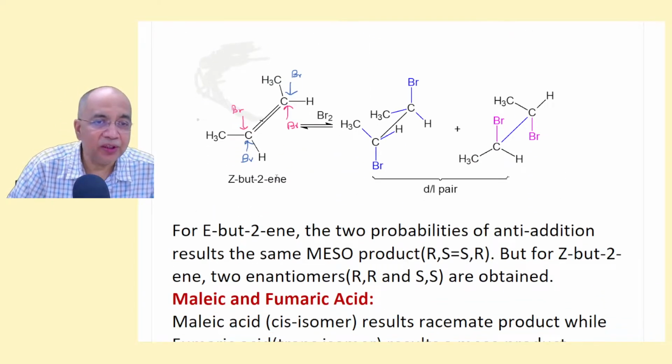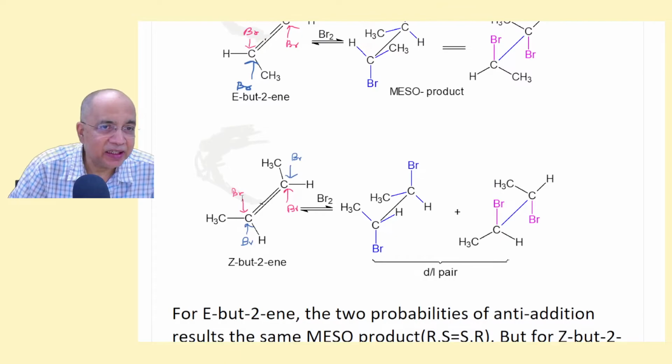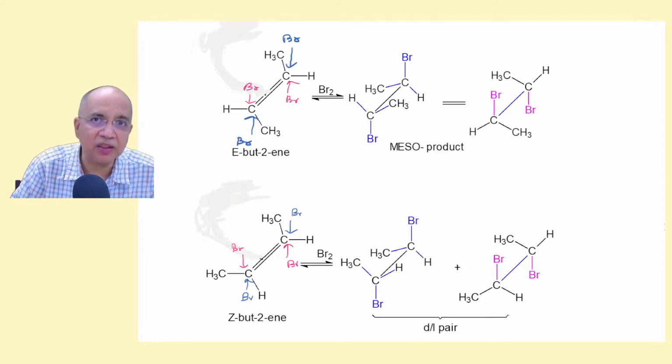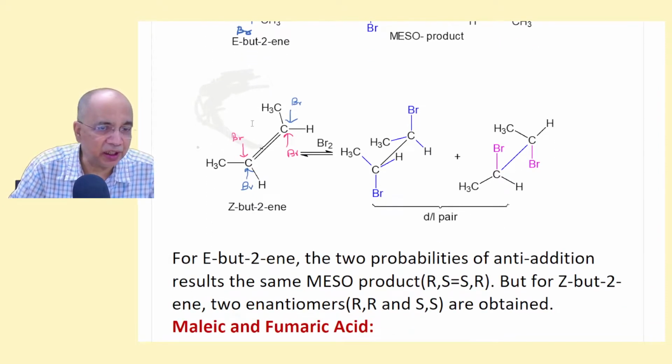And now similarly Z. Since these groups were already trans, the approaching groups are also trans. So trans is meso. But here the existing groups are cis, and the approaching groups are anti. So this mode will give you one enantiomer, and this mode will give you the other enantiomer. They are mirror images, a DL pair.